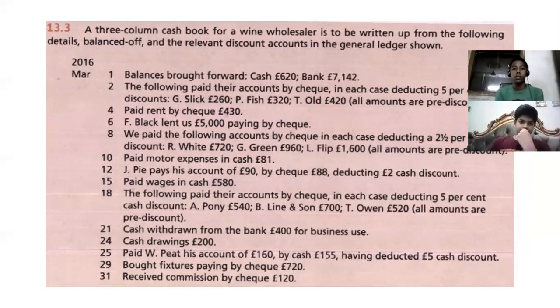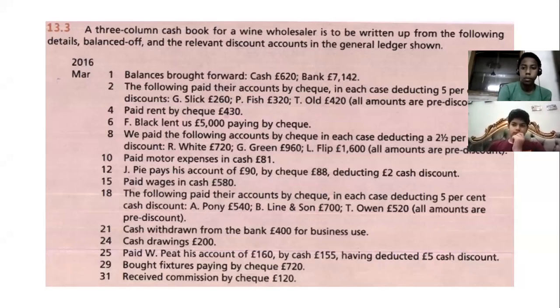Here you can see the question: a three-column cash book for a wine wholesaler is to be written up from the following details, with balances and the relevant discount accounts in the general ledger shown. You can change the name and write your own name instead of this name, because it's not allowed. Is it clear to you? First we will study it, and you have to listen. If you have any issue, you can interrupt in between and ask.